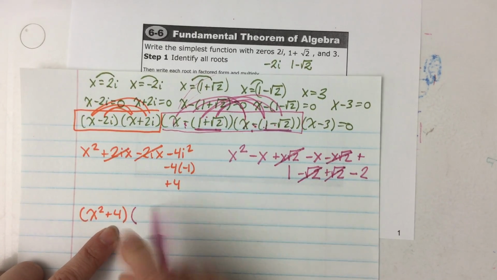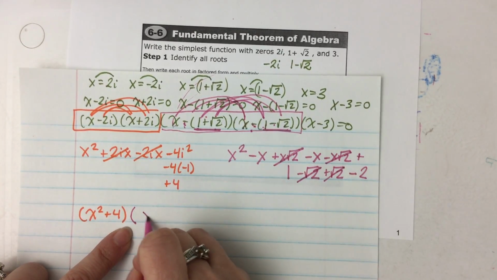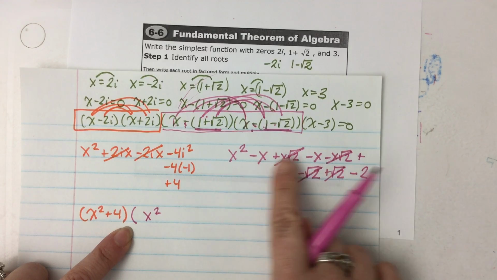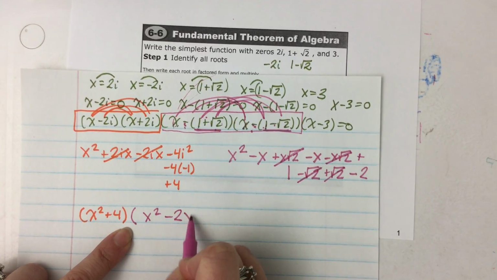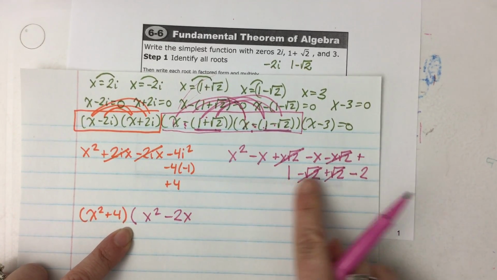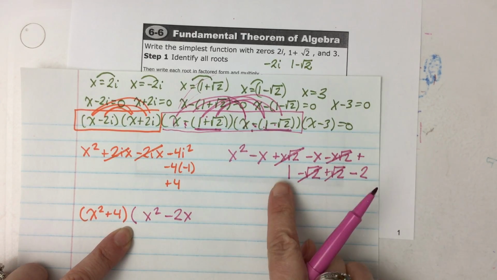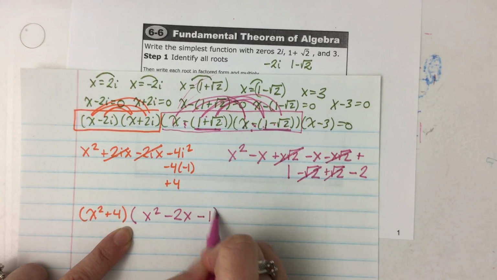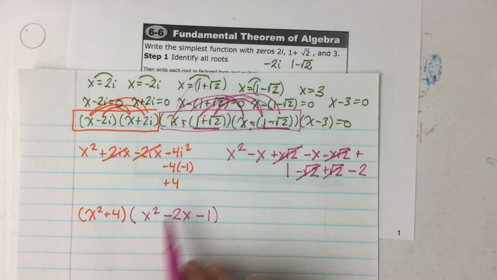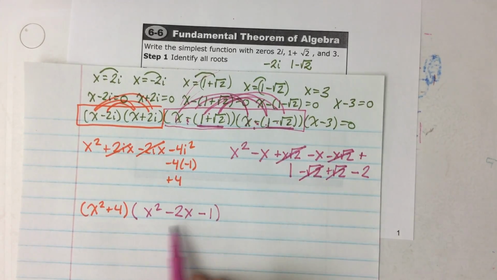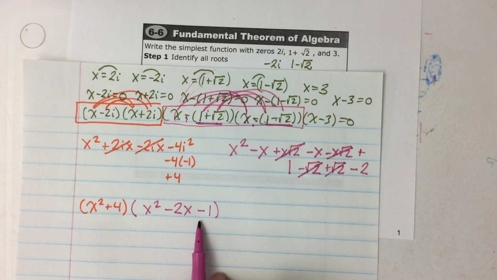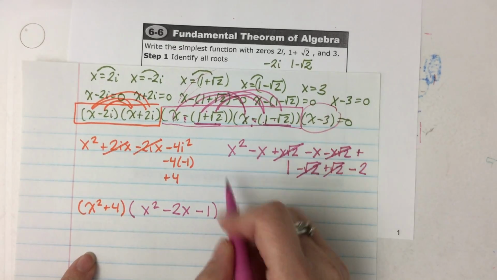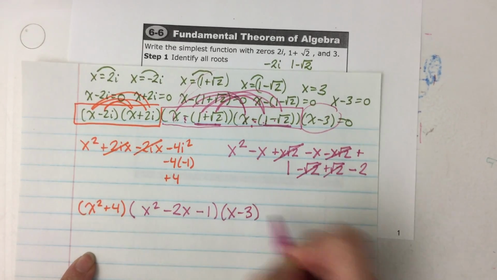So I'm going to go right next to this group. X squared, negative x and negative x make negative 2x. 1 and a negative 2. 1 minus 2 is negative 1. So notice I multiplied all of that craziness and I ended up with this because they were conjugates. We can't forget we still have x minus 3.